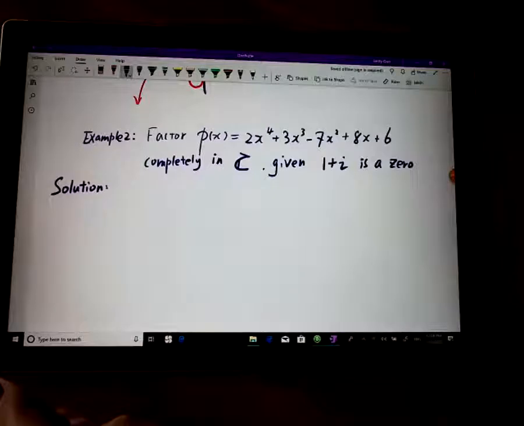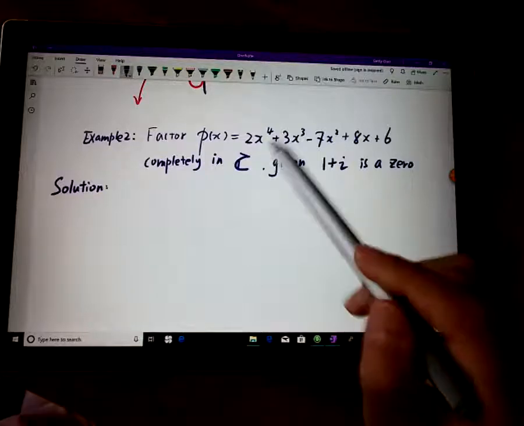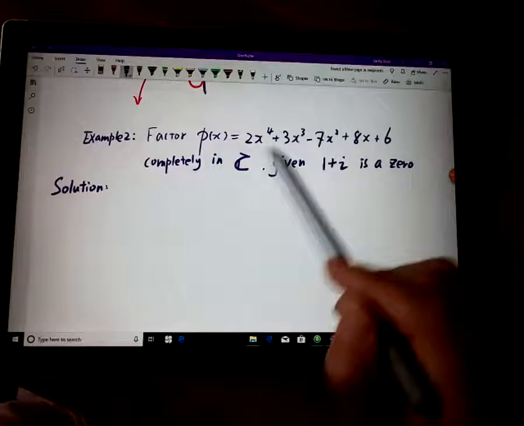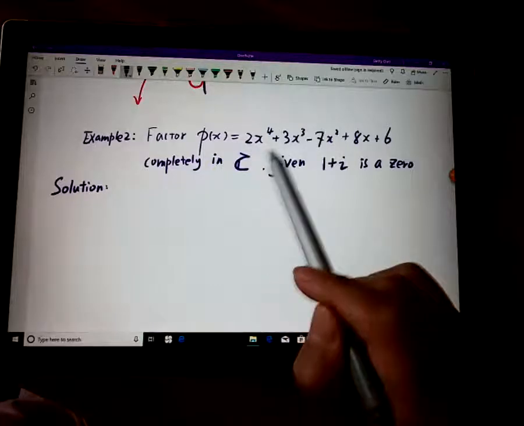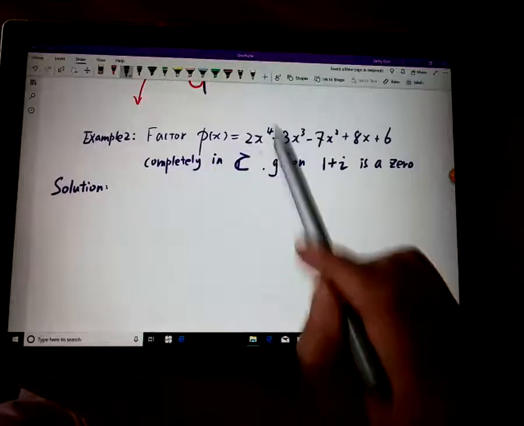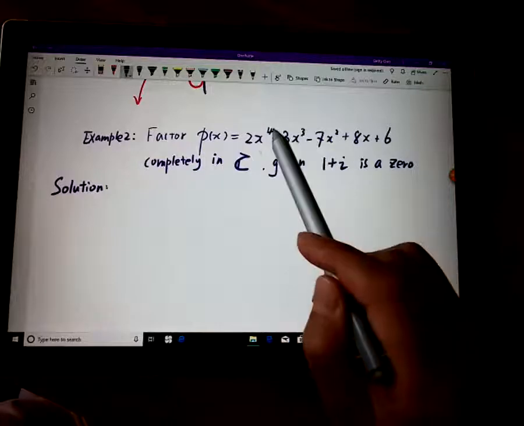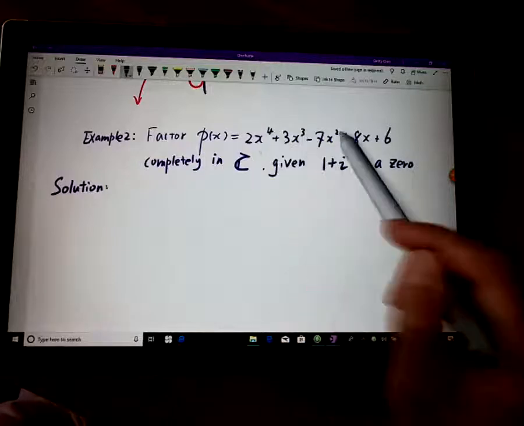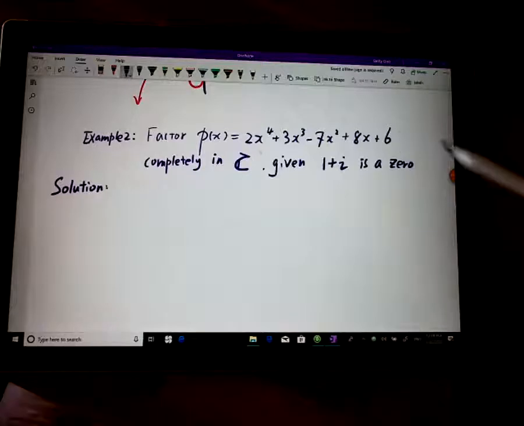Look at the polynomial function. What's the degree of the function? The degree of the function is 4, right? And the function is written in standard form. You see the leading term, degree 4, exponents 4, 3, 2, 1, 0, right? Yeah, it is in standard form already.